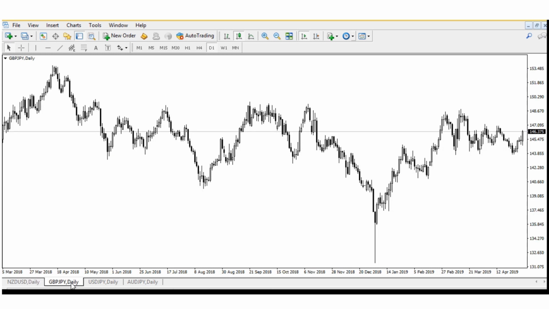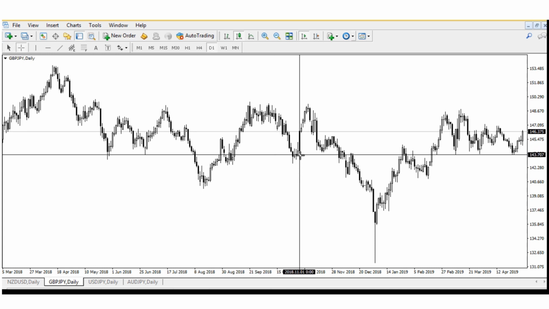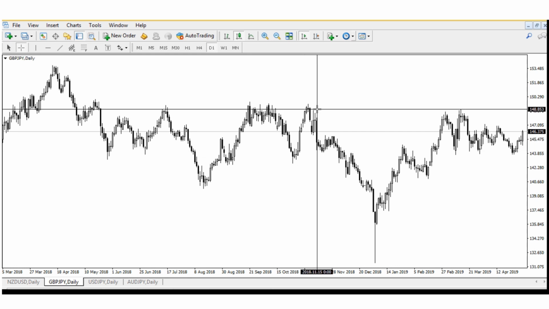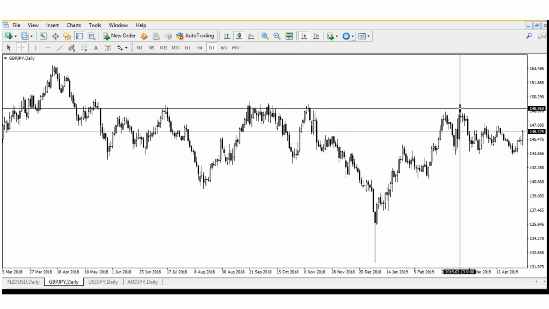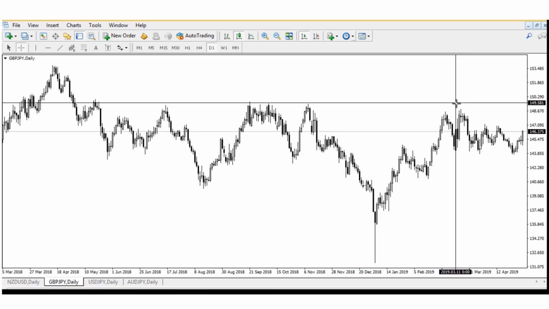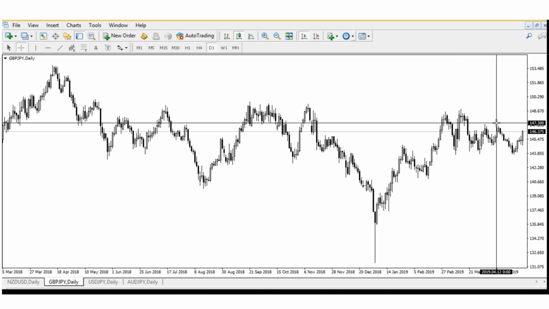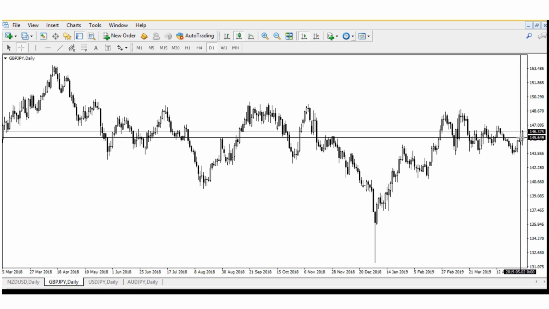The GBPJPY appears in the forecast again. The first obvious level comes here, which is support. The second obvious level comes here, which is resistance. And we have made lower highs over here, 1, 2. There's a third one here, which is best viewed from the 4-hour time frame.